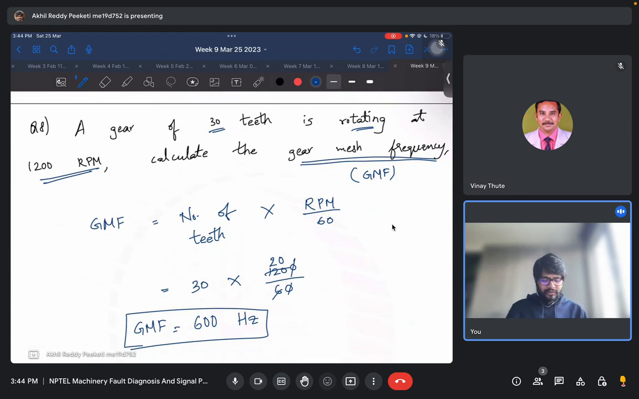So in the next question we have the gear mesh frequency, which is calculated similar to the vane pass frequency. You have the number of teeth into RPM by 60. That would give you the gear mesh frequency. So here 30 teeth and RPM is 1200. So 30 into 1200 by 60 gives around 600 Hertz.